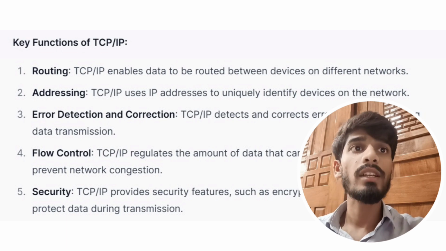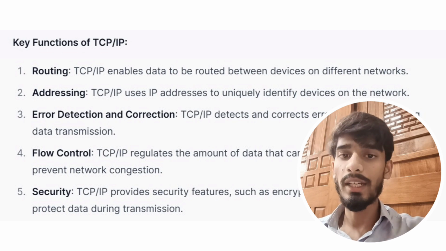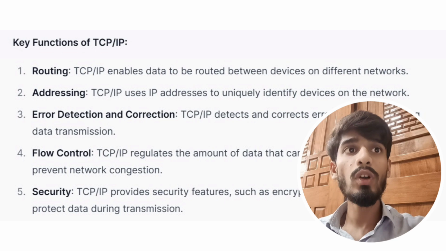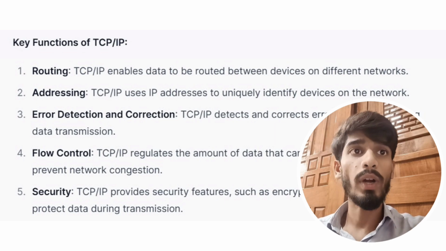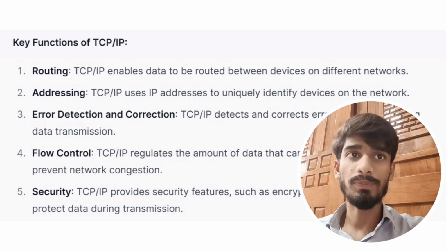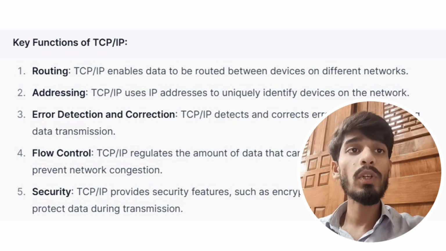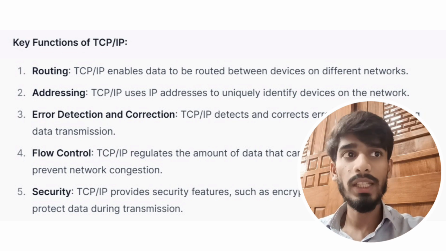Third is error detection and correction. The TCP/IP protocol detects and corrects errors that occur during data transmission. Fourth is flow control. The TCP/IP protocol regulates the amount of data that can be sent at one time to prevent network congestion. Fifth point is security. The TCP/IP protocol provides security features such as encryption and authentication to protect data during transmission.